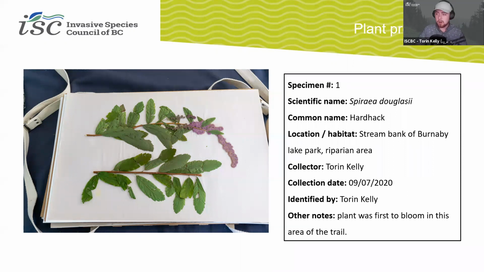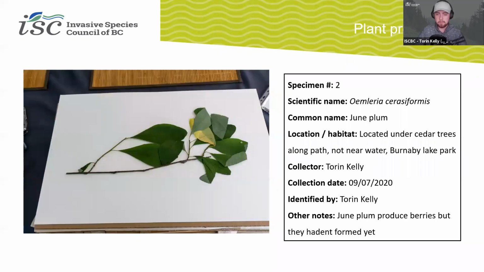So this hardhack plant was pressed very well. The flowers will still lose color over time, but the leaves are quite stiff. Most of the moisture is out of that plant, so I was super impressed with that. This one here, June plum. These leaves have a lot of moisture in them as well.